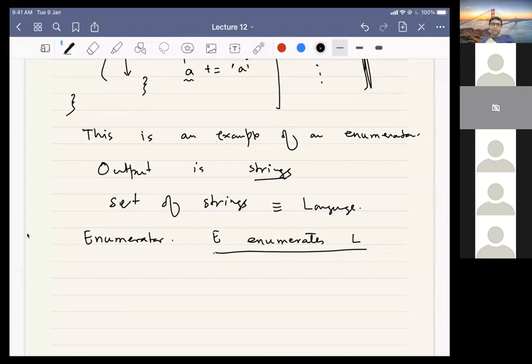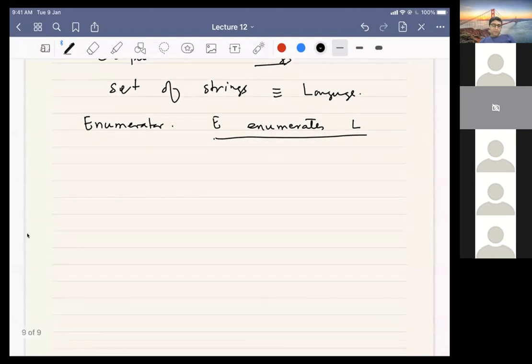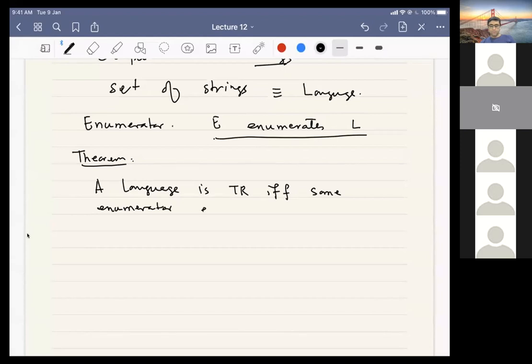Now, based on this, we have a very interesting result. And we say that this is a theorem. We say that a language is Turing recognizable if and only if some enumerator enumerates it. So this theorem says that a language is Turing recognizable if some enumerator enumerates it. We will do the proof. The proof is very simple and elegant.